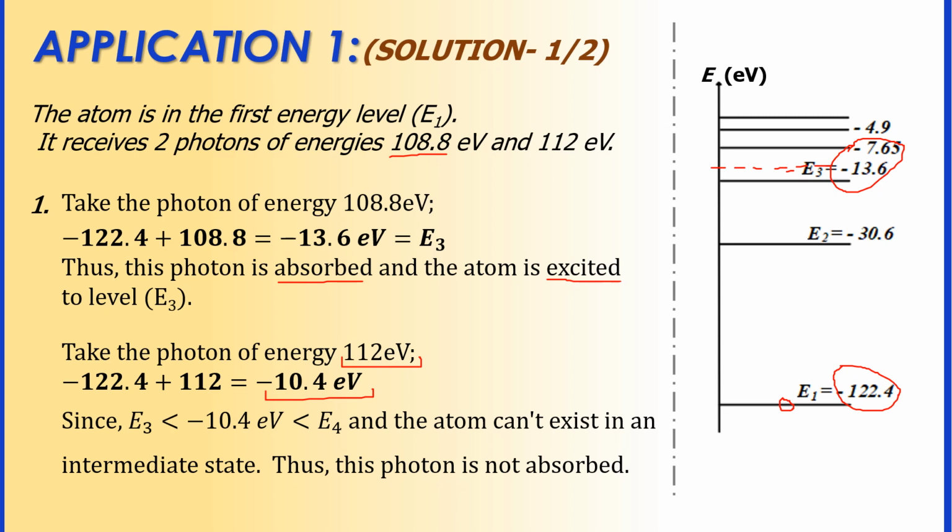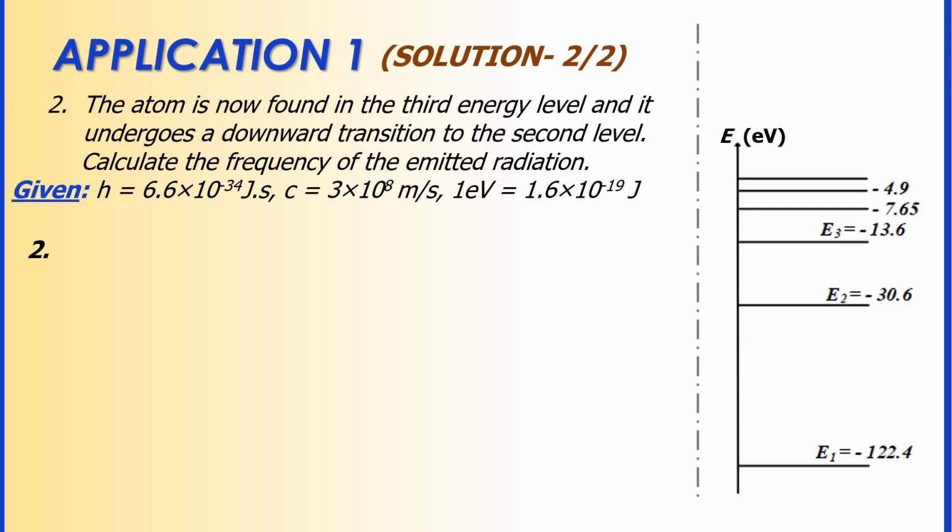Now moving on to the second part of the question. First, writing the question itself. The atom is now found in the third level and it moves in a downward transition, notice the term, downward transition, to the second level. The best thing to be done here is draw a figure. Now, if you want to stick to this figure, why not? E3, E2. Okay? So, downward transition, then the energy of the photon which is emitted equals E initial minus E final, because you are moving from higher to lower, right?